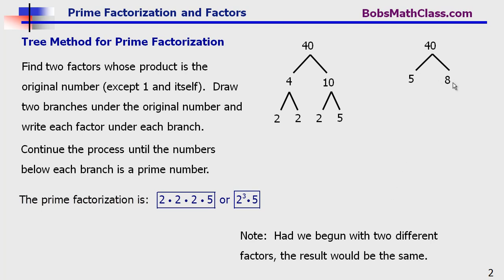How about 5 and 8? Maybe some of you thought 5 and 8. 5 multiplied by 8 gives 40. Okay, so is 5 a prime number?